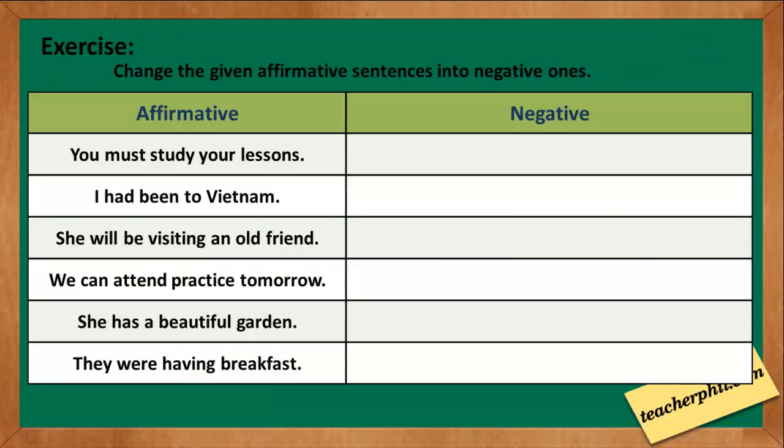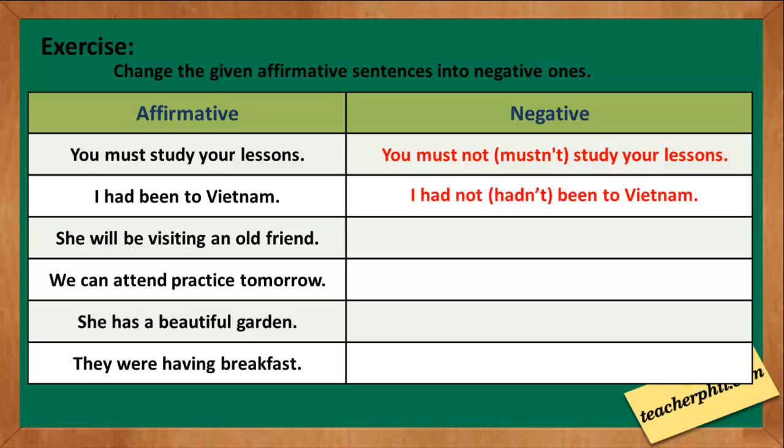For our exercise, change the given affirmative sentences into negative ones. The first one, you must study your lessons. Its negative is you must not or mustn't study your lessons. The second one, I had been to Vietnam. Its negative sentence is I had not or hadn't been to Vietnam.